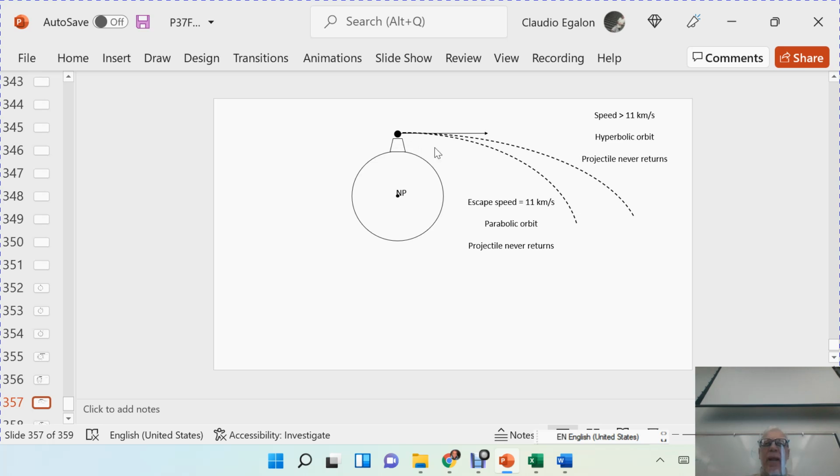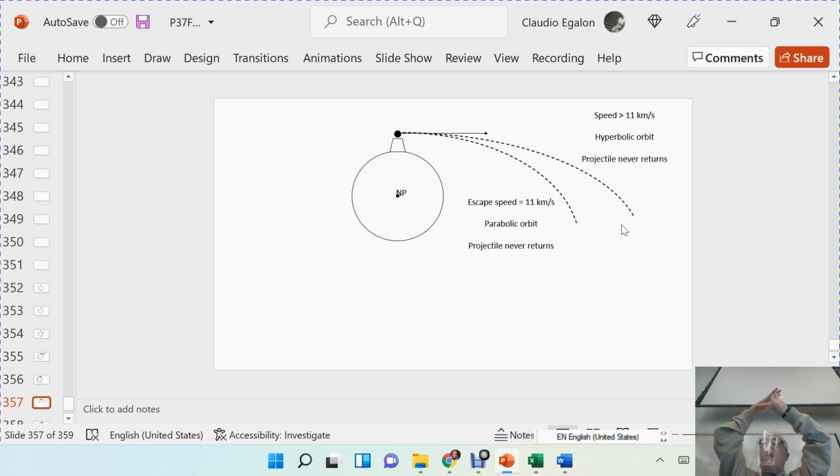What's going to happen? If you propel your particle fast enough, at speeds greater than 11 kilometers per second, we can calculate that, initially the particle goes in a parabolic orbit and never returns. That's an actual result that we get. And if you go above 11 kilometers per second, the particle goes in a hyperbolic orbit. Okay? So we have circular orbit, elliptical orbit, parabolic orbit, and hyperbolic orbit.